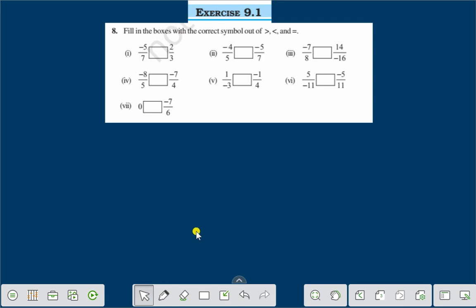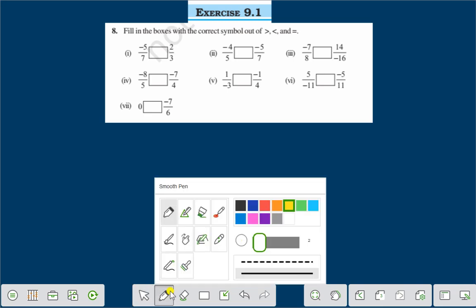Hello everyone. Today I'll discuss exercise 9.1 question number 8. Fill in the boxes with the correct symbol out of is greater than, is less than and is equal to. Now we shall deal with question number 1.